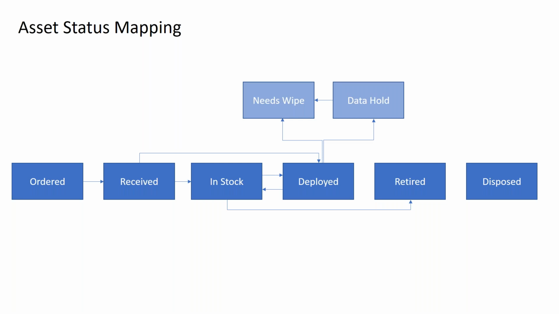Now, it might not be that simple, and this is the first potential area where you might need to add a custom status. I've seen some organizations add custom statuses to represent devices that have come back that have data on them that need to be held for a certain period of time. Maybe it's for legal reasons. Maybe you have a policy that you give the users a couple weeks to let you know if they forgot to back anything up on their computer. So it might not go from deployed to in stock. It might go from deployed to a data hold status.